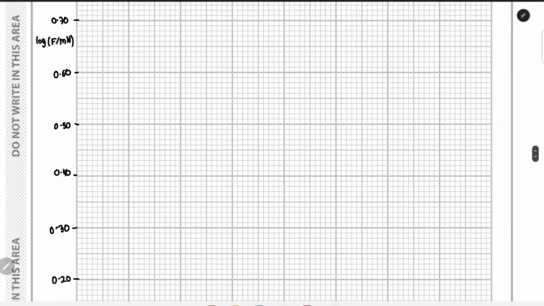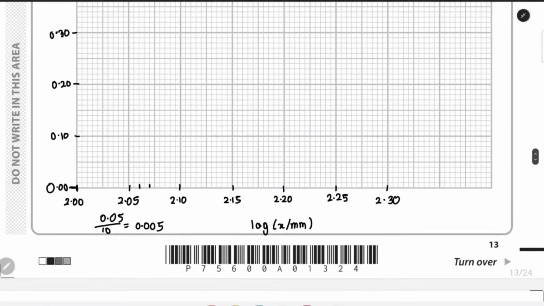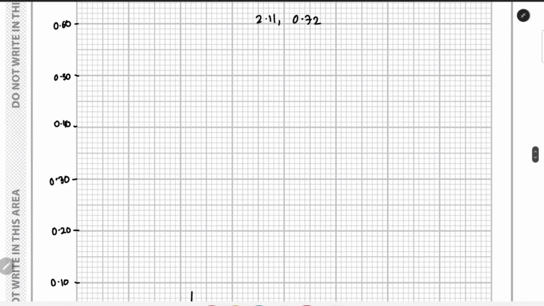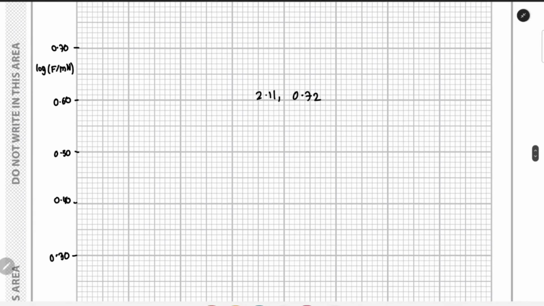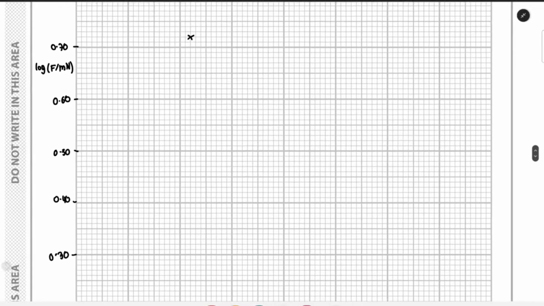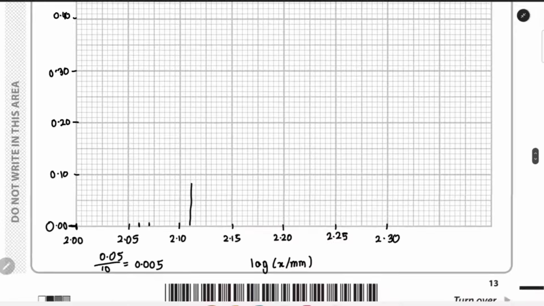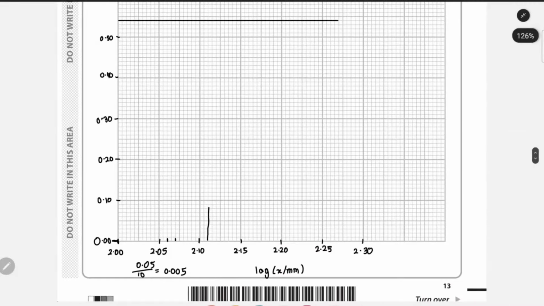Our third pair of values is 2.11 comma 0.72. This is 2.10, this is 2.11, and we have 0.72. The next pair of values we have is 2.16, 0.54. 0.54 is over here, and 2.16 would be over here.